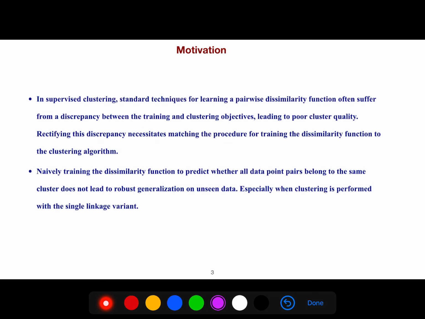So the motivation is that in supervised clustering, standard techniques for learning a pairwise dissimilarity function often suffer from a discrepancy between training and clustering objectives, leading to poor cluster quality. Rectifying this discrepancy necessitates matching the procedure for training the dissimilarity function to a clustering problem. Naively training the dissimilarity function, those phi and psi that you will see in the future lectures, to predict whether the data points belong to the same cluster does not lead to robust generalization on unseen data.